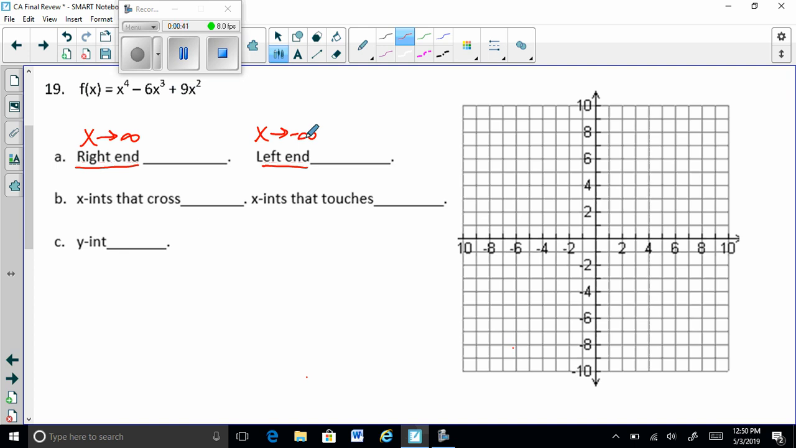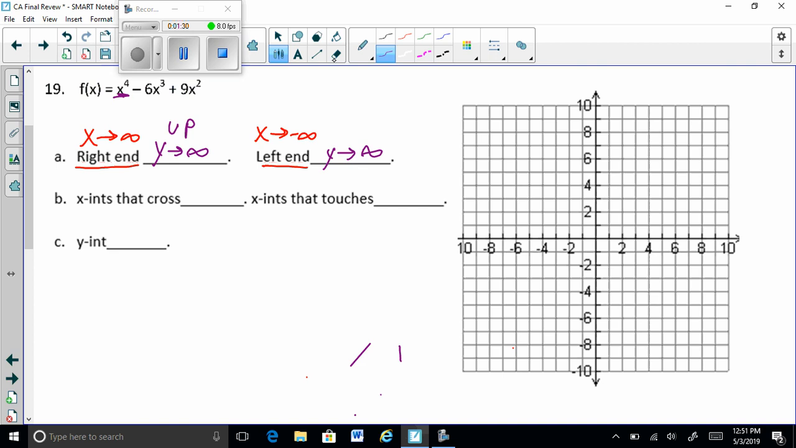So the way you do this is you look at the term with the highest power. If you plug in infinity for x and raise it to the fourth power, your result's also going to go to infinity. So y goes to infinity, or you could say, up. If you plug in negative infinity, you actually get the same result, because if you raise it to a fourth power, it's still going to be a positive. A negative to an even power always results in a positive.